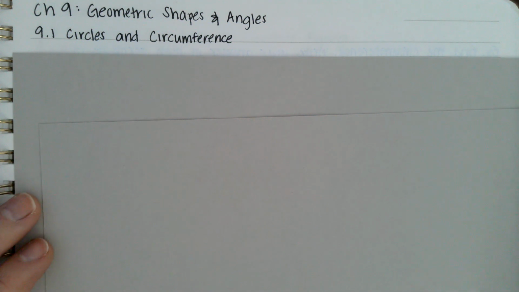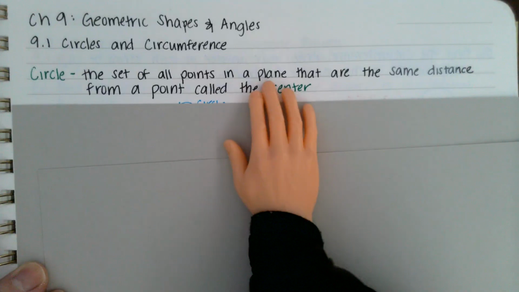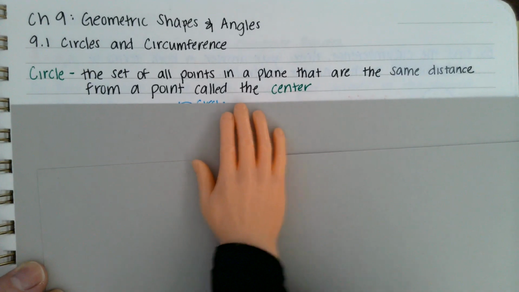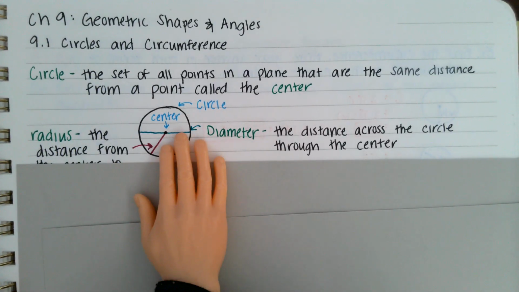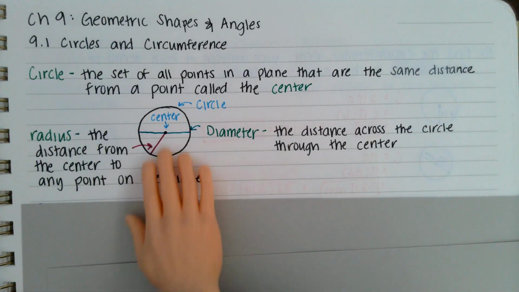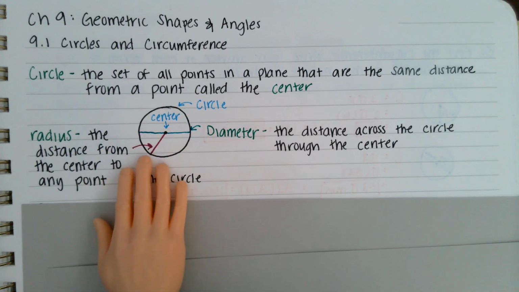This is 9.1, circles and circumference. A circle is the set of all points in a plane that are the same distance from a point called the center. So here we have this circle, the center is here, and the radius is the distance from the center to any point on the circle, so on the edge of the circle.